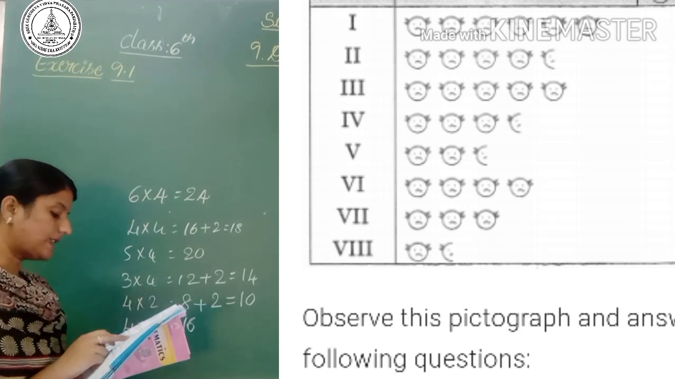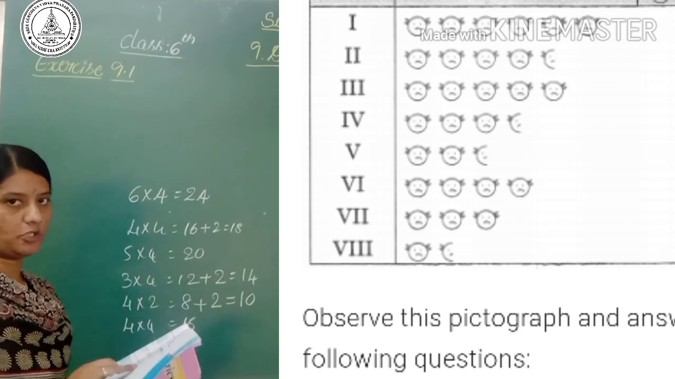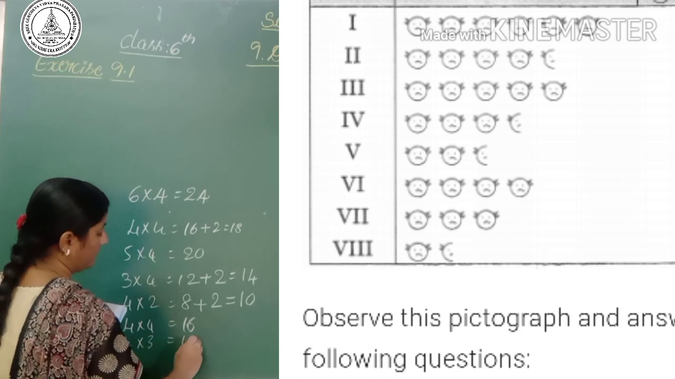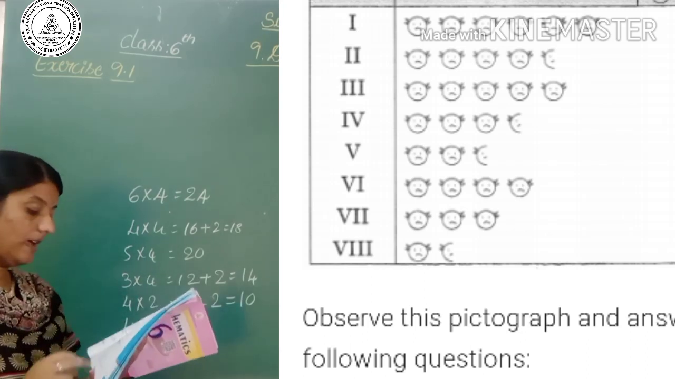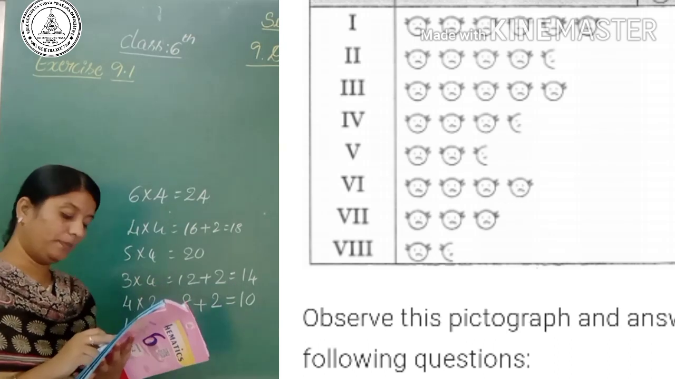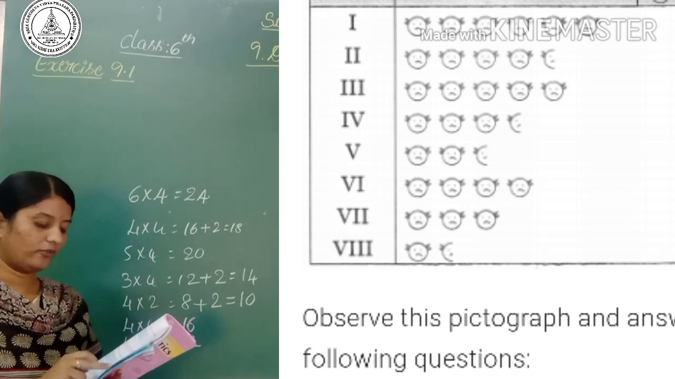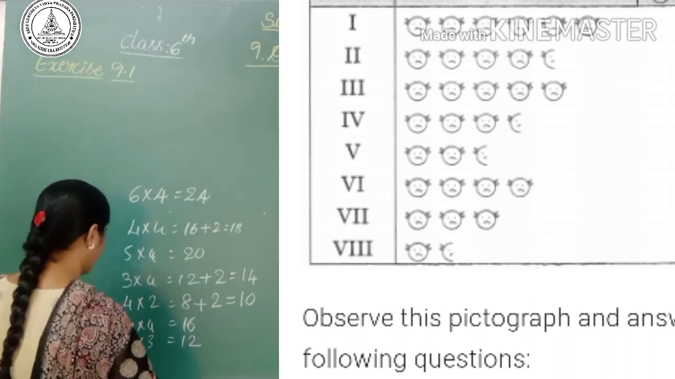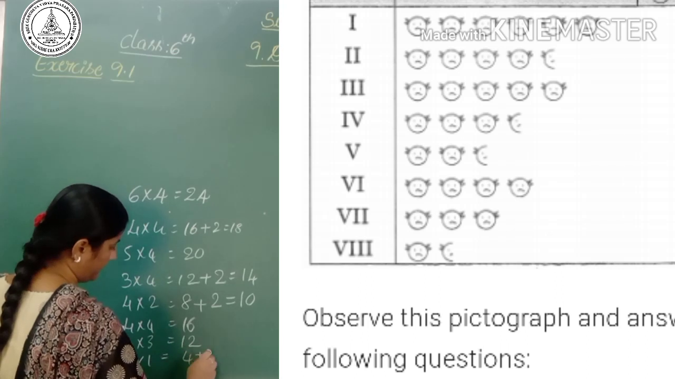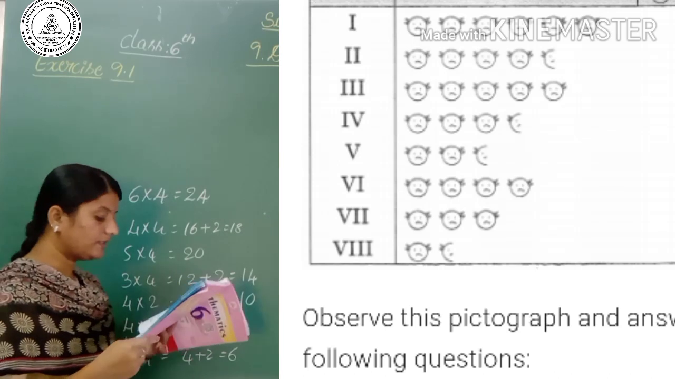And in class 7, there are 3 pictures, which means 3 fours are 12 students. Okay. And in class 8, there is only 1 full picture and 1 half picture. It means 1 four is 4, 4 plus 2 is 6. Okay. Now you answer here.